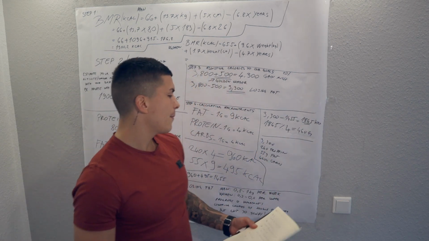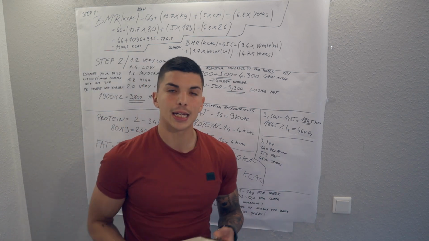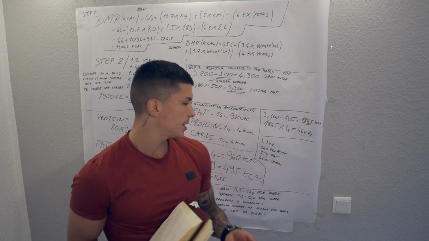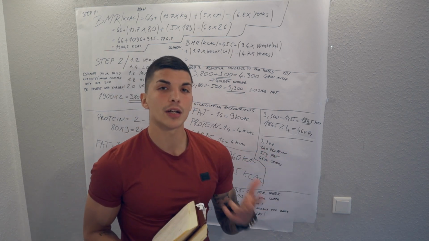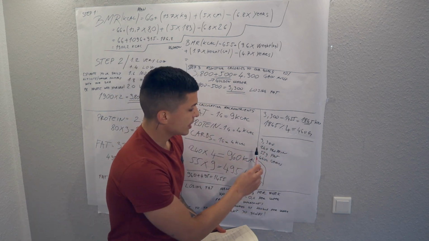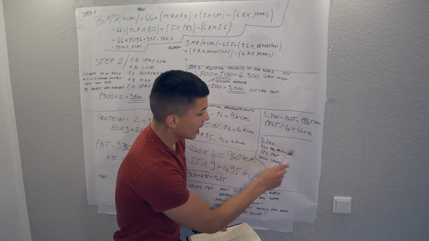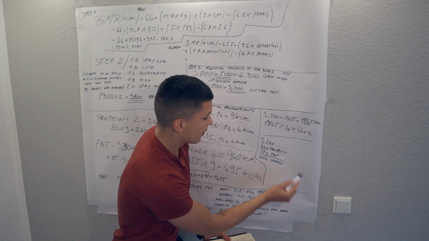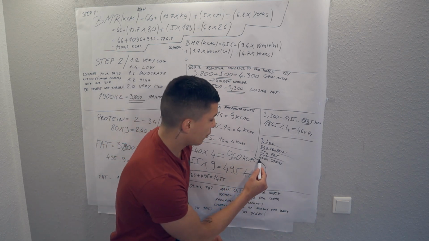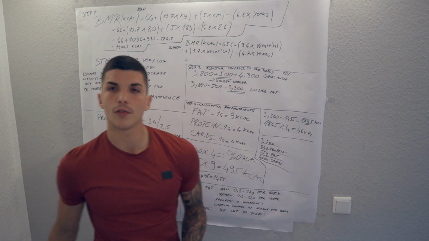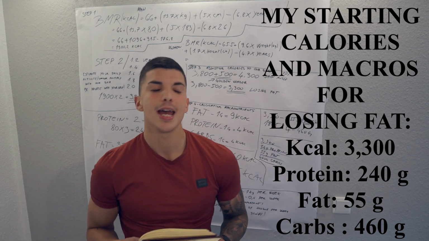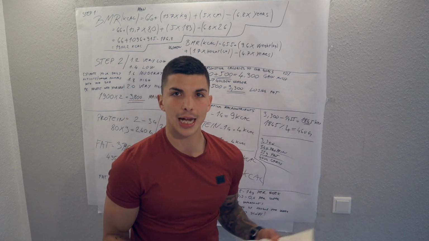So now I finally have exactly my calories for the cutting phase, my starting calories, and my starting macronutrients. I'm going to eat for the start 3,300 calories, 240 grams of protein, 55 grams of fat, and 460 grams of carbs. So that's my starting point, guys. And it's really simple to calculate that.